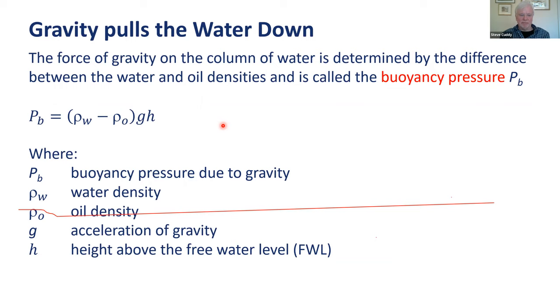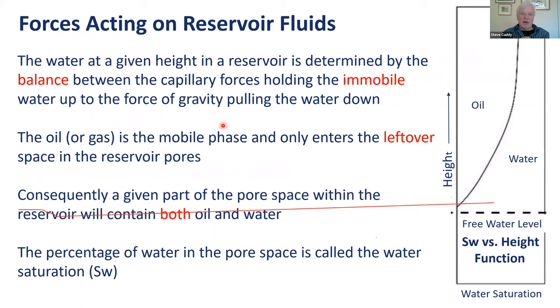So at a given height in the reservoir, right, there is a balance between the capillary forces holding up the immobile water, because it can't move, it's held there by these amazing forces, competing against the water being pulled down by the gravity. Now, the oil or gas is only allowed to go into the leftover pore space, as I will explain. So consequently, a given part of the reservoir will contain both oil and water. Throughout the reservoir model, we've got both oil and water, and the ratio, as we know, is the water saturation.